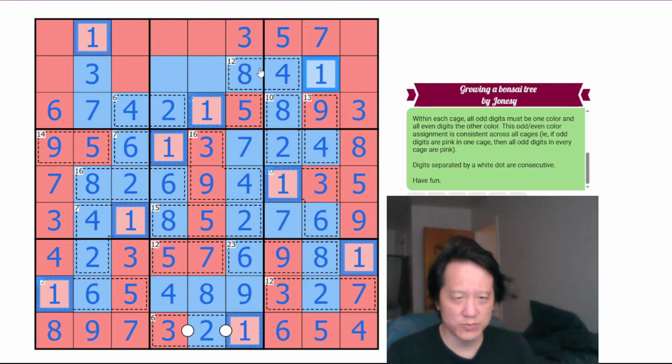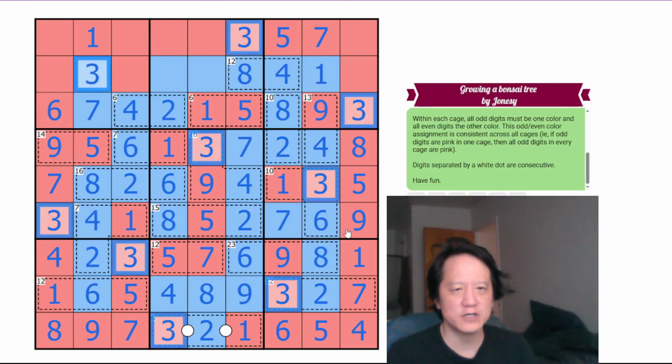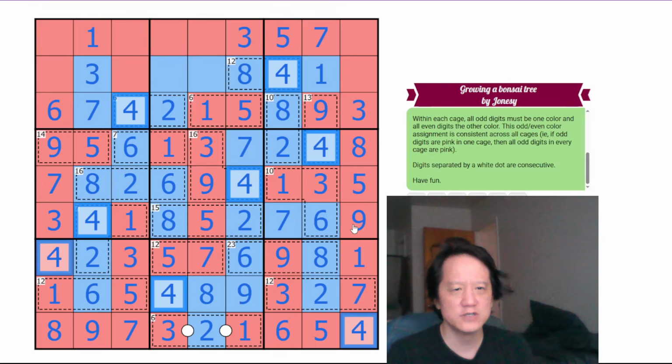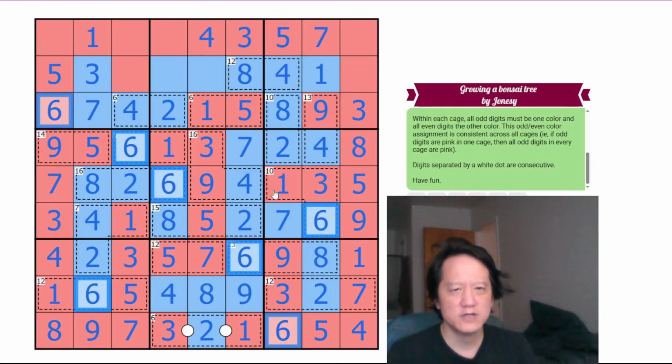Okay, we have all the 1s. 1, 2, 3, 4, 5, 6, 7, 8, 9. 2s, we don't have enough information on. We have all the 3s. 4, we have 8 4s. We need the last 4, which has to be there. 5, we have 8 5s. We know where the last 5 is. It has to be there.